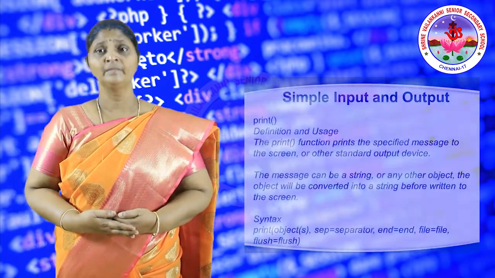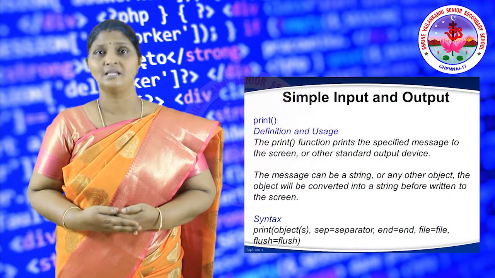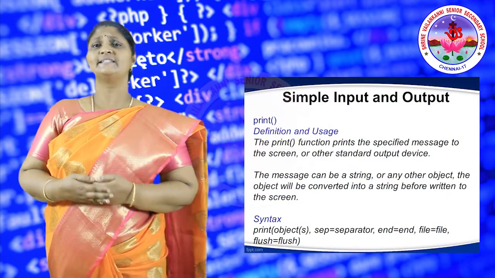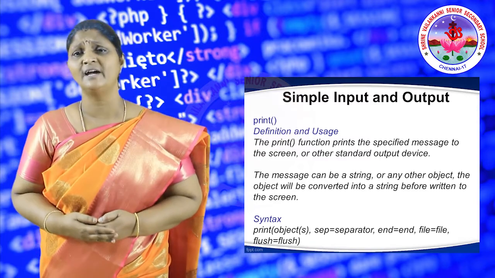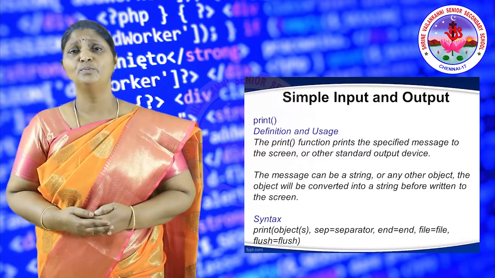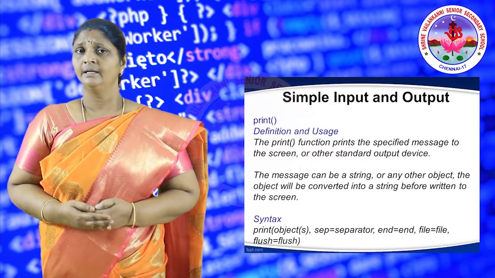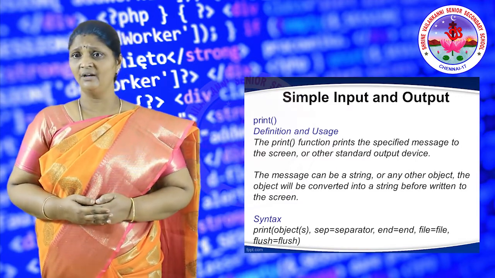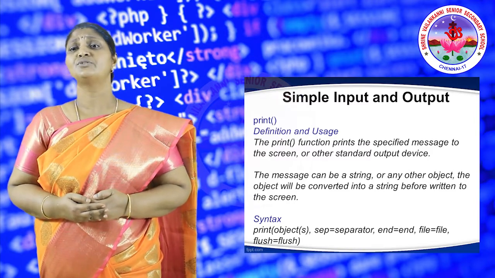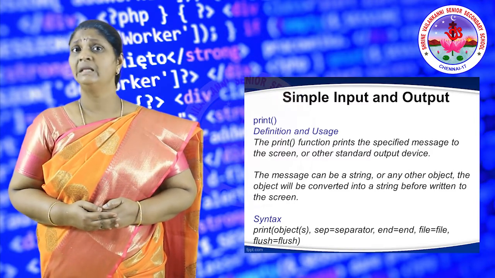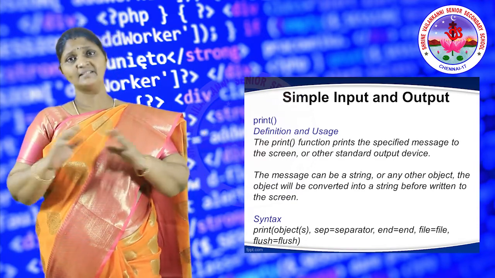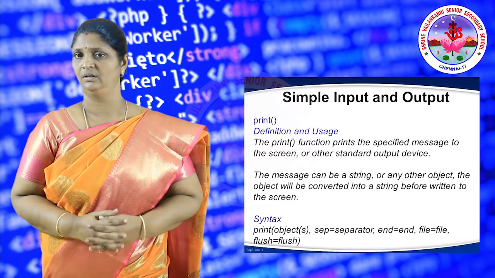Clear? Now comes the output statement, print of. So what is print of? It's a function which prints the specified message to the screen or other standard output device. The message can be either a string or any other object, and this object will be converted into a string before being written to the screen. Screen is nothing but the console. When we run the program, we get a screen which is called the console.